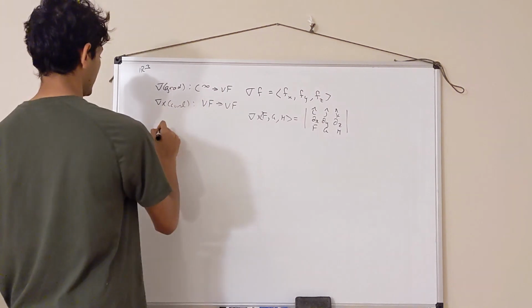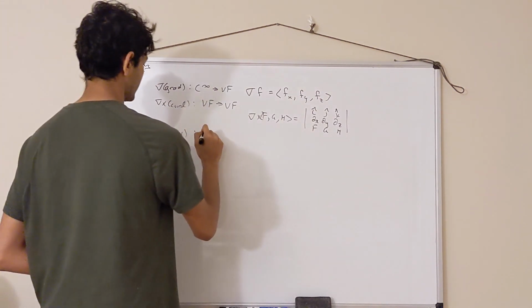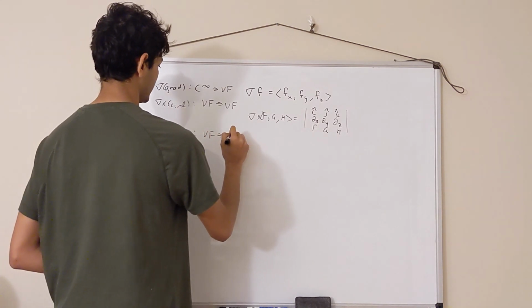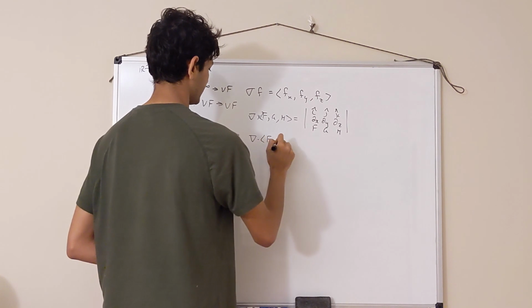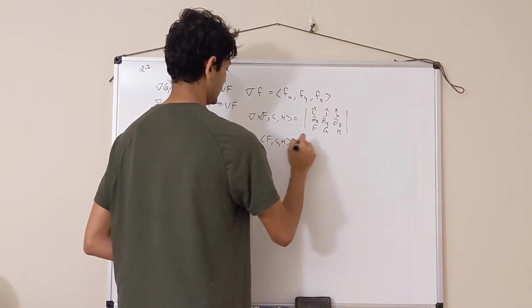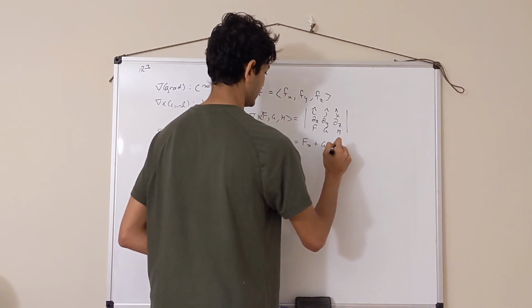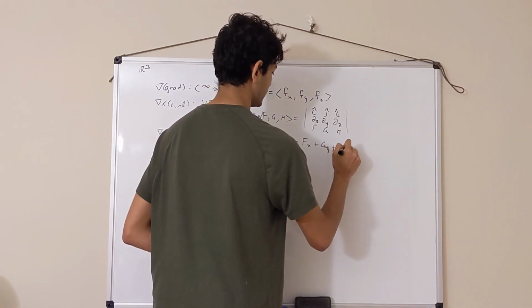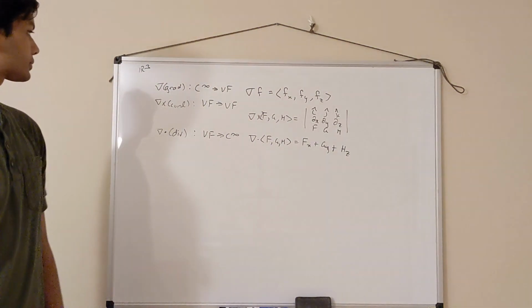And we have the third one, which is the divergence, and this goes from vector fields back to C infinity functions, and this is defined as, the divergence of the vector field f, g, h is this expression, which is the sum of the corresponding derivatives of the components of your vector field.